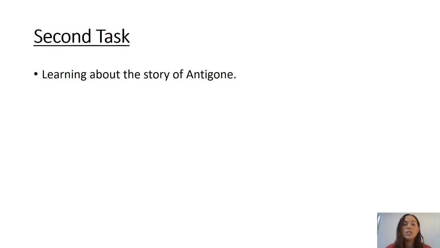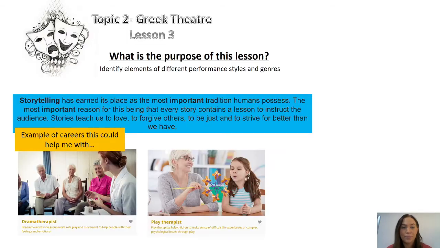So once you have done that, you are then going to move on to the second task, which is learning the story about Antigone. So, what is the purpose of this lesson? The purpose of this lesson is to identify elements of different performance styles and genres.